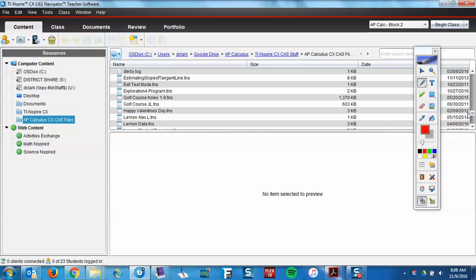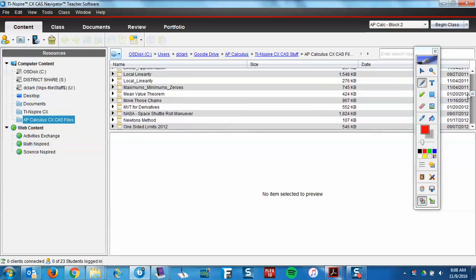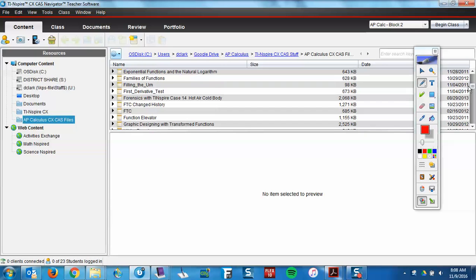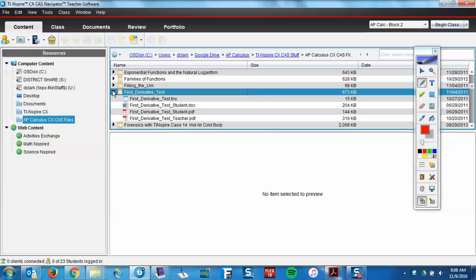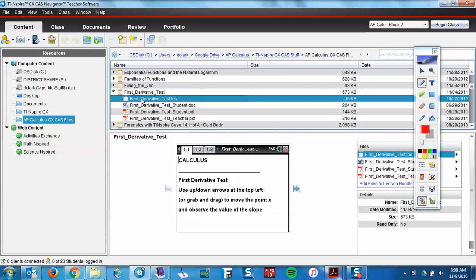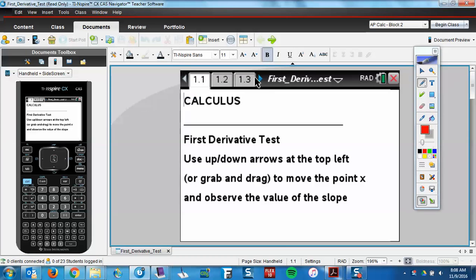What was it called? First derivative test. There it is.